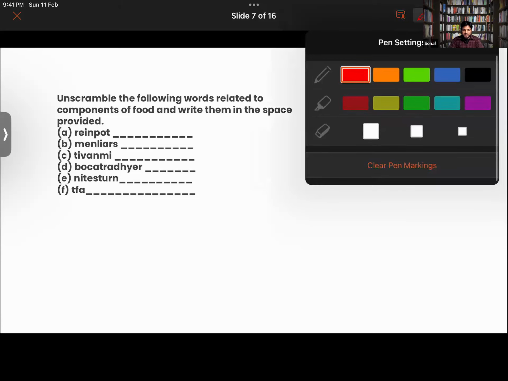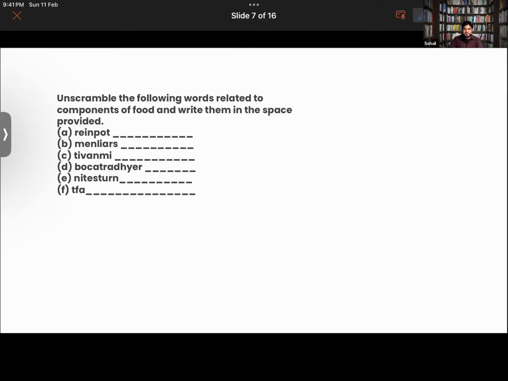I can give you a hint. It is related to the first chapter which we have studied. Food, where does it come? No, I think second chapter, components of food. So it is related to that chapter. You can answer it.